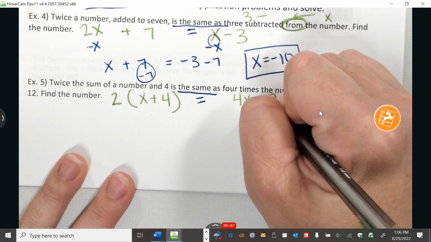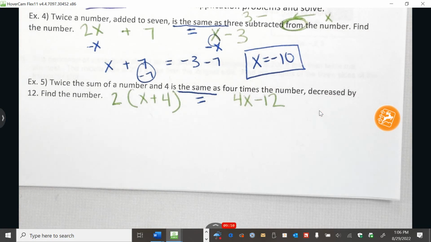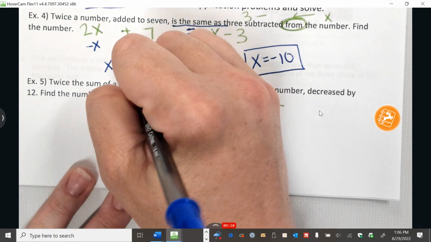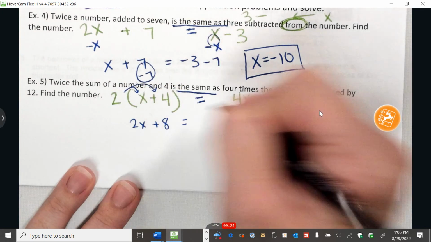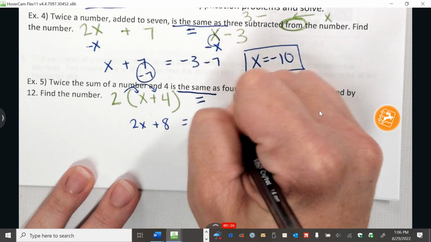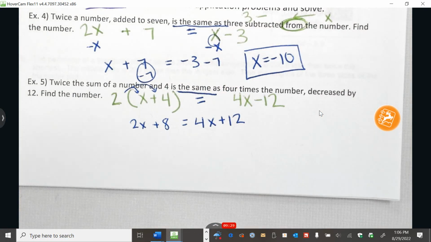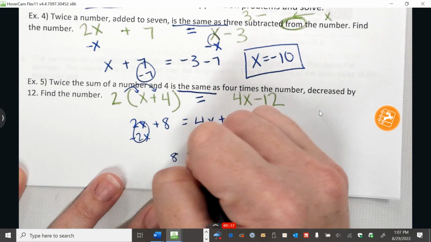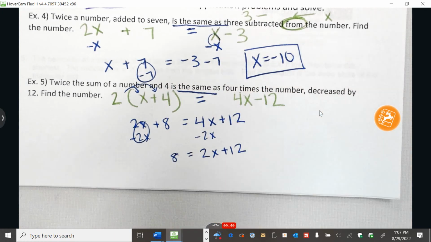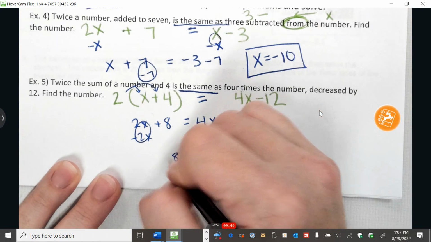Now what? We're going to distribute first. So we're solving now. So 2 times x is 2x. 2 times 4 is 8. This side doesn't simplify, so I'm just going to bring it down. Now what? Minus 2x. Okay, somebody else is going to tell me the last step.